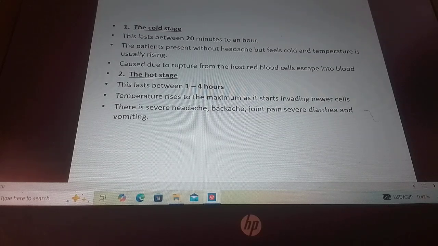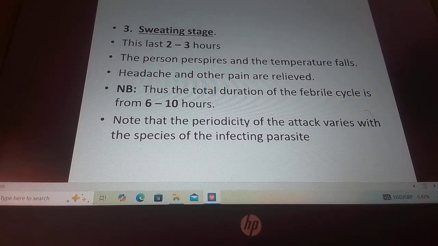And then there is a severe headache and backache, joint pains, and in some cases severe diarrhea and severe vomiting also. Those are the symptoms that will be recorded. So remember that. The sweating stage is another paroxysm, and we are saying that it will last for about 3 hours.